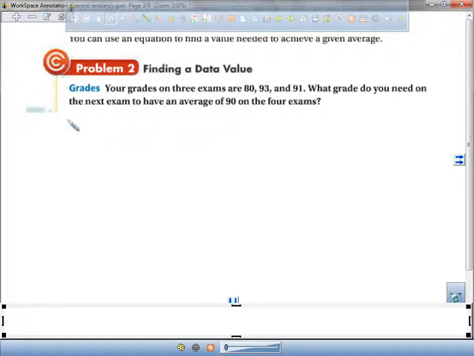So what you do is you let x equal the next exam grade. And then, I think we did this first semester, we have an 80, plus we have a 93, plus we have a 91, plus we have an x, which we don't know. And we want to divide that by how many?